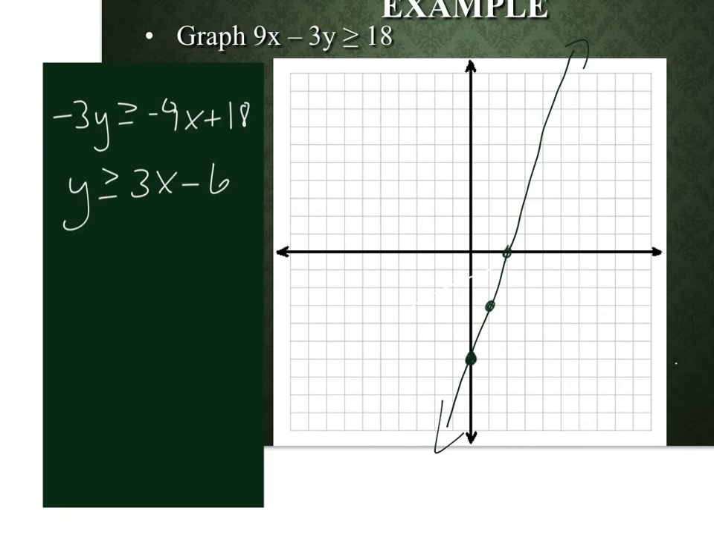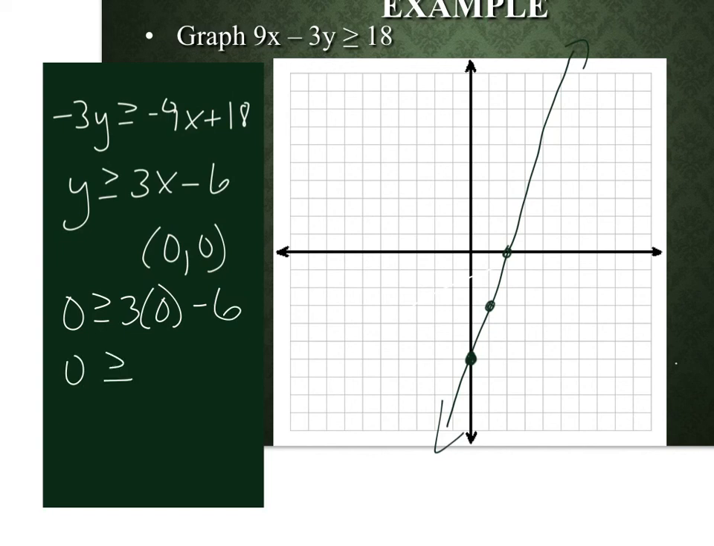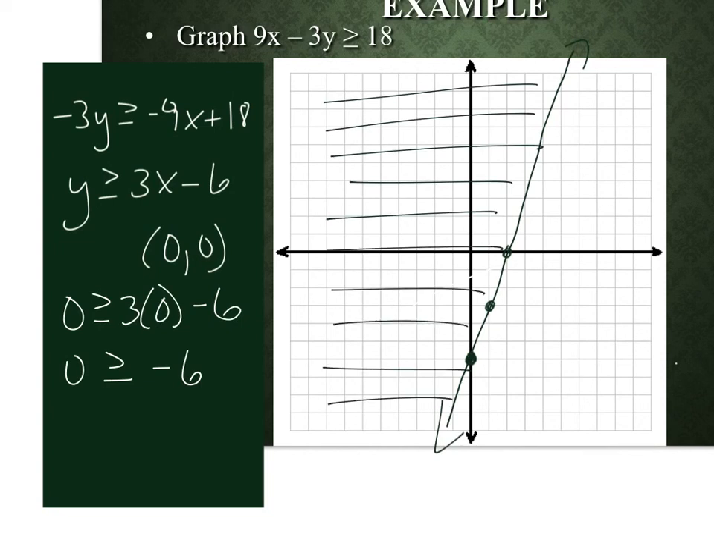Now, I don't know which side is going to be shaded yet, but I'm going to put in the point 0, 0 and see if that side's shaded. So if 0, 0 makes a true statement, I'm going to shade this side. If it does not make a true statement, I'm going to shade the other. So 0 is greater than or equal to 3 times 0 minus 6. So is 0 greater than or equal to negative 6? That is a true statement. So this is the side of my graph that gets shaded.